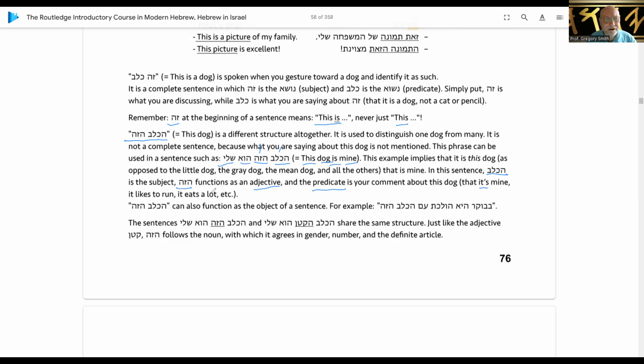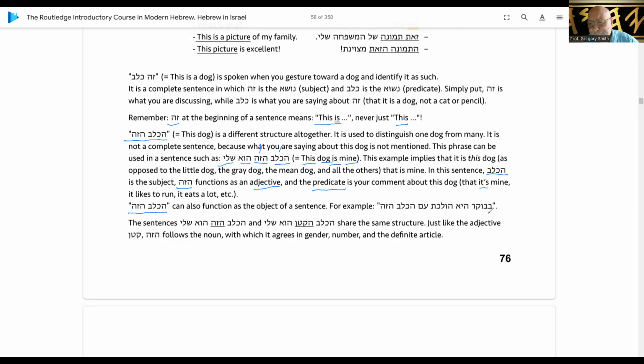Okay, so HaKaleb is the subject. Hazeh functions as the adjective. And the predicate is your comment about this dog, that it is mine, it likes to run, it eats a lot, etc. So HaKaleb Hazeh can also function as the object of a sentence.